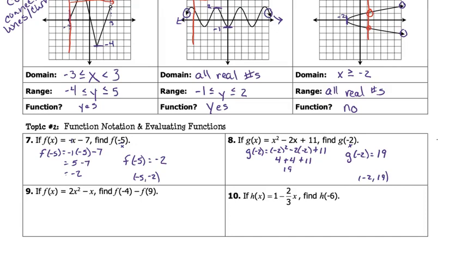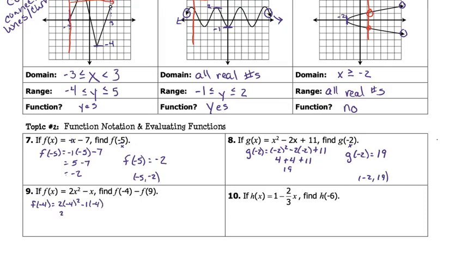Okay, number 9. If f of x equals 2x squared minus x, find f at negative 4 minus f at 9. Okay, so really what we want to do here is do each one separately. I'm going to find f at negative 4, I'm going to find f at 9, and I'm going to subtract the 2. So let's figure out what f at negative 4 is. That would be 2 times negative 4 squared minus, again be careful with this, that's like negative 1x, so minus 1 times negative 4. So let's do a little math.